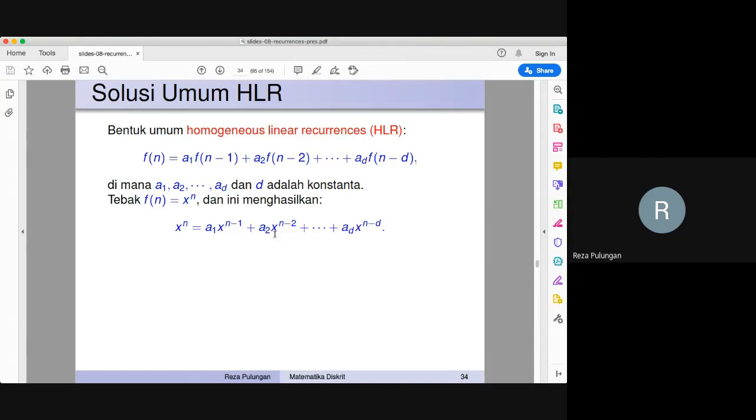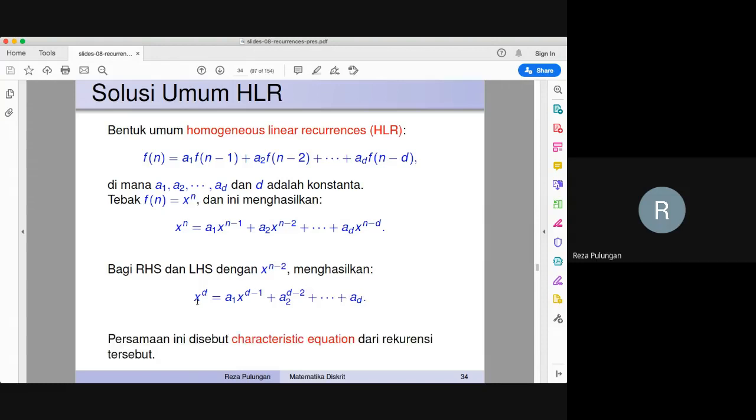Divide the left hand side and the right hand side by the smallest power, x to the power of n minus d, and this is the solution. x to the power of d is equal to a1 x to the power of d minus 1 plus a2 multiplied by x to the power of d minus 2, and so on until ad.